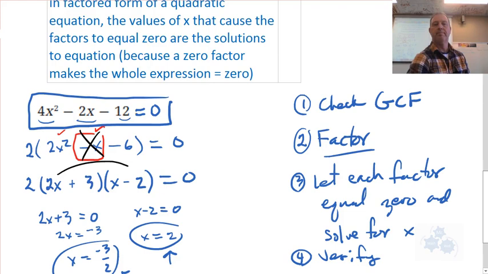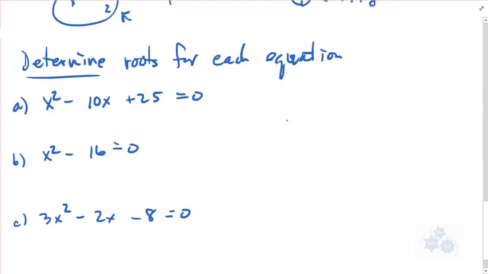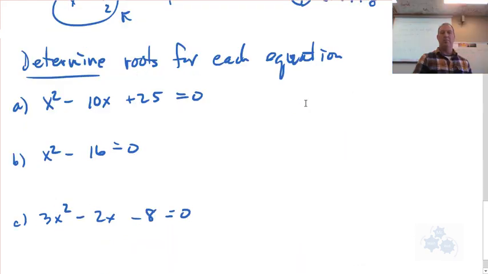Okay, any questions so far? So here are 3 examples for you. Just take a moment to try and factor each of these. Find out what the x values are, not by graphing, but by solving algebraically. Okay, let's go ahead and do that. I'll show you the answers in a minute.